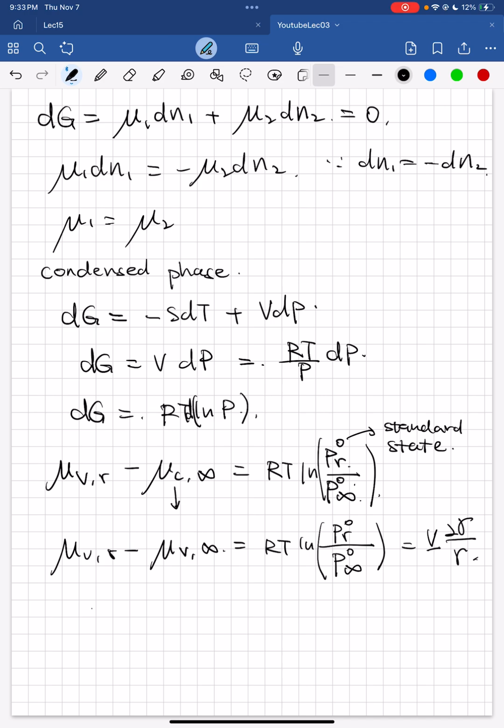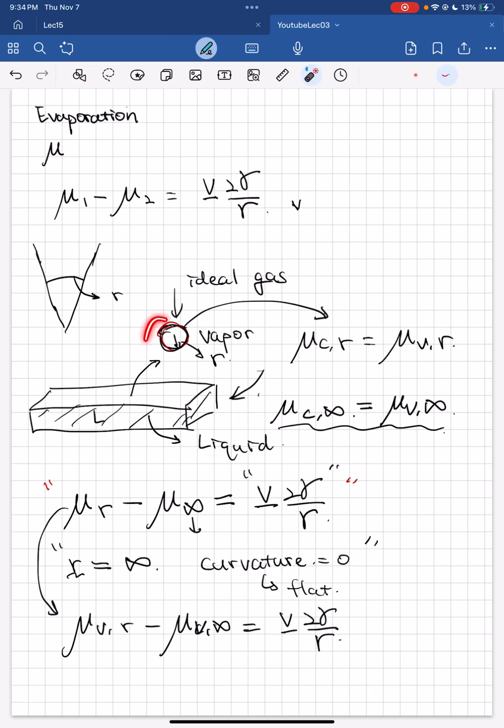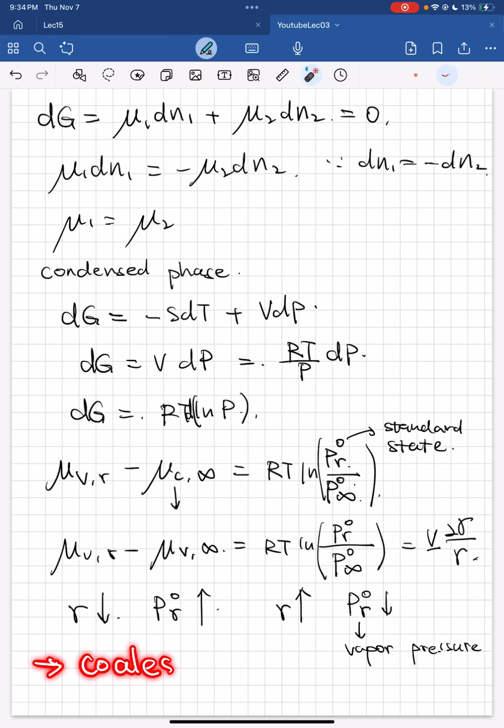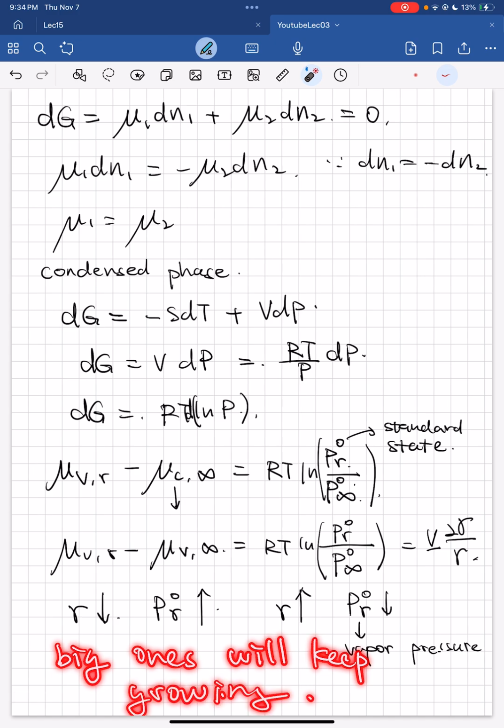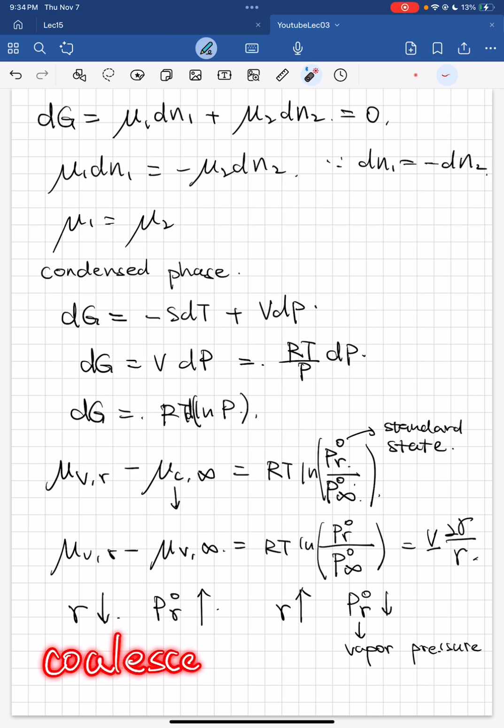Right? Now, so we can easily conclude that when R is smaller, then PR is bigger, right? When R is bigger, PR is smaller. This is vapor pressure of that particle, of that vapor, meaning coalescence. So small ones will shrink. Big ones will keep growing. Very important point. I hope you remember the concept of coalescence. It is because of this.